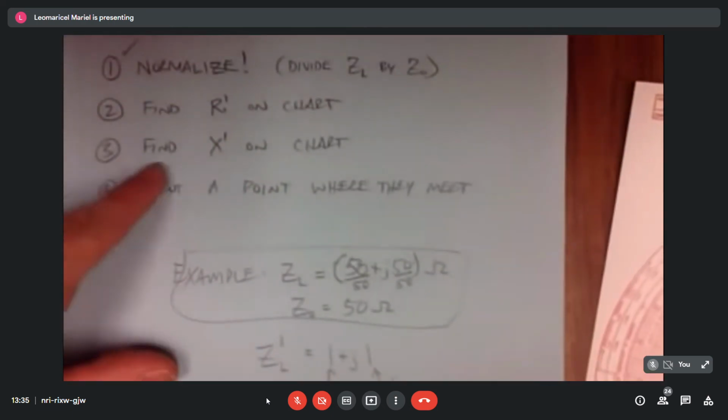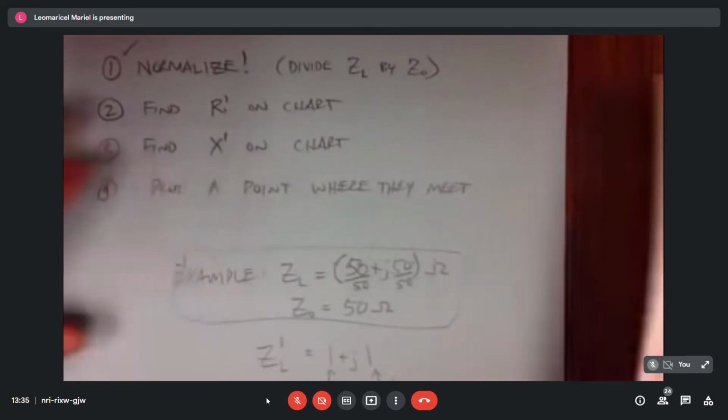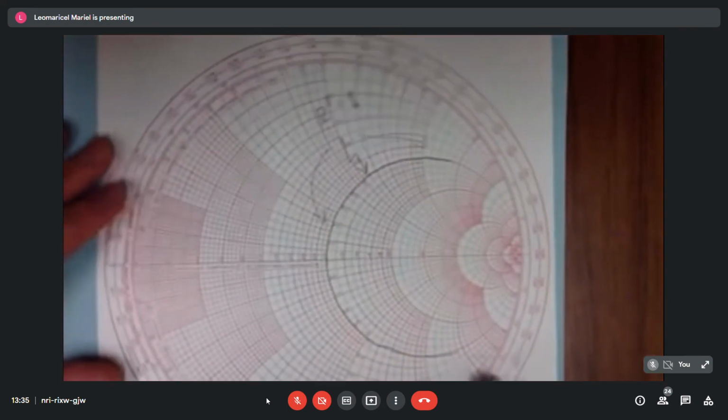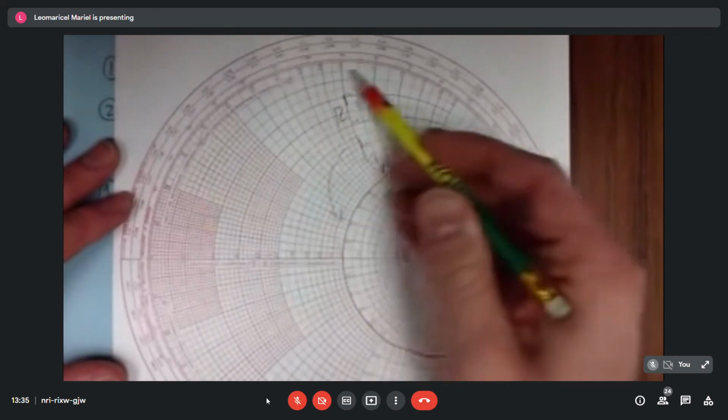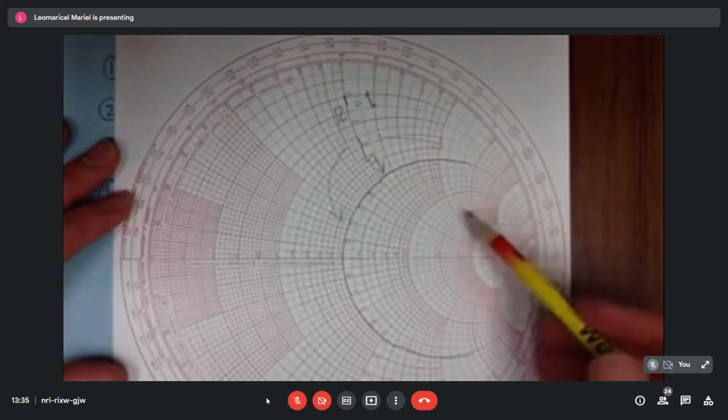Next step is find normalized X on the chart. Well, that's these numbers here. And since it's plus JX, it's going to be the top half.